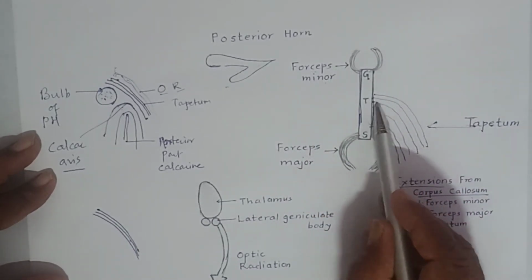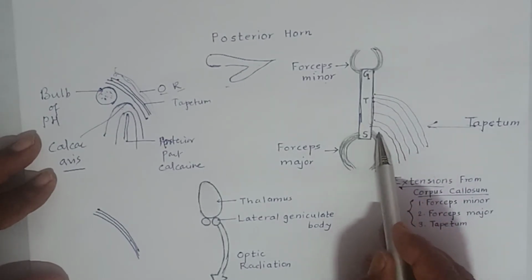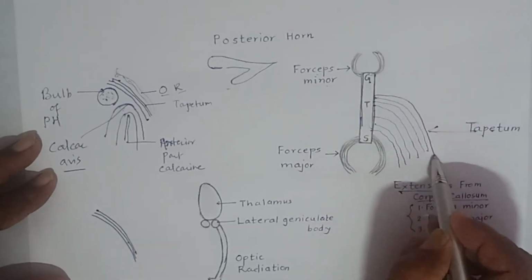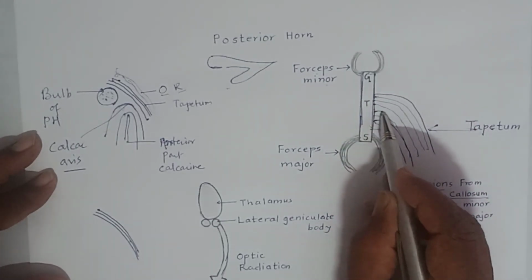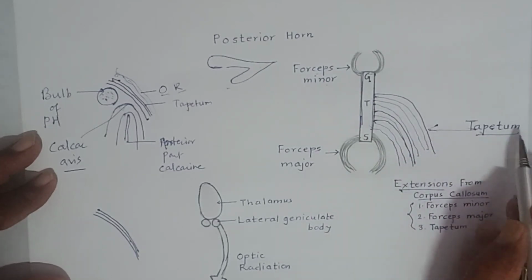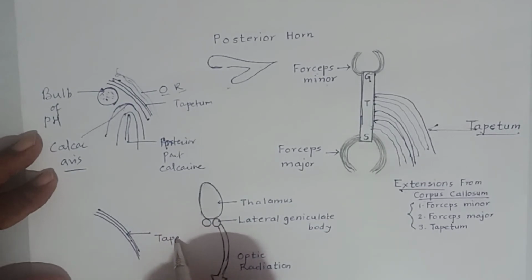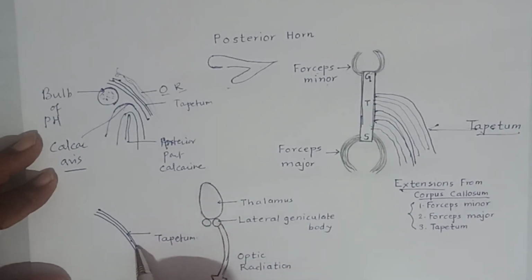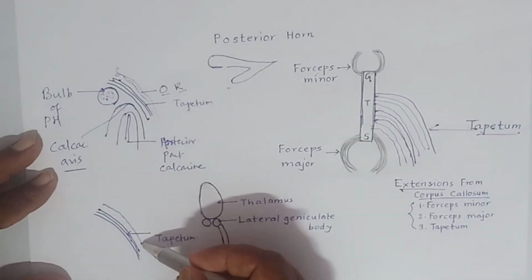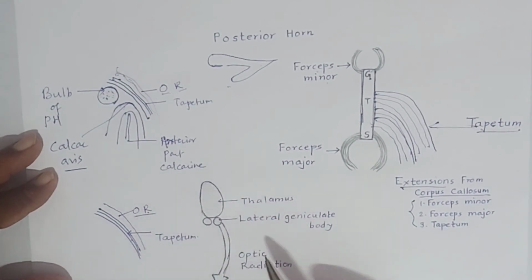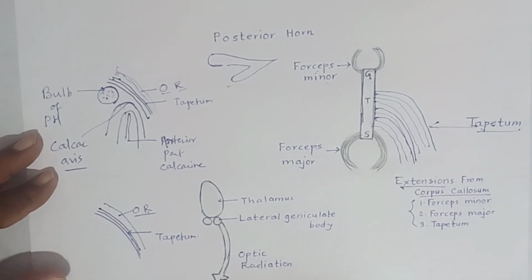From the posterior part of body or trunk and also from splenium, some fibers go laterally and then downwards, and these fibers are called tapetum. So tapetum forms the roof and lateral wall of the posterior horn. Lateral to tapetum lies the optic radiation. Optic radiation begins from lateral geniculate body and goes towards the visual area, that is area number 17.